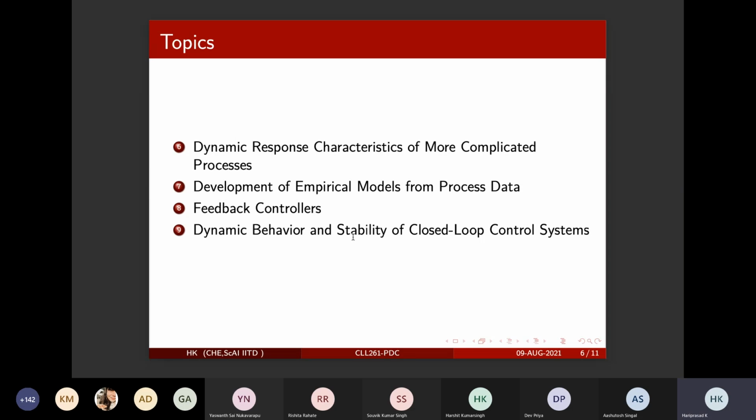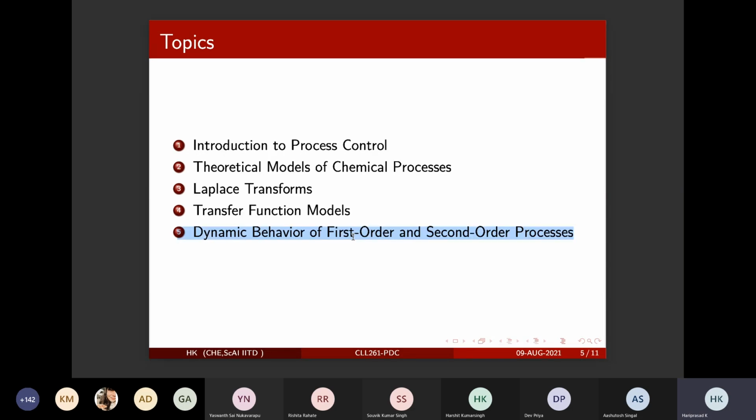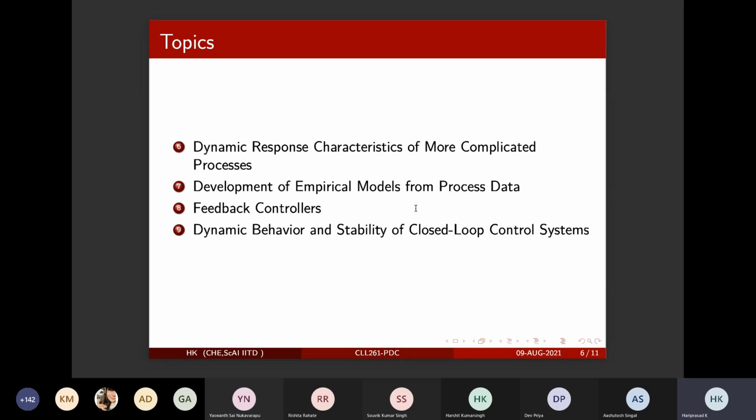Then we will see that the simplest systems are first order and second order, and you will also be able to connect this with your model order, which is first order or second order, which is generally easier to deal with. Then we have a little bit more complicated higher order systems.